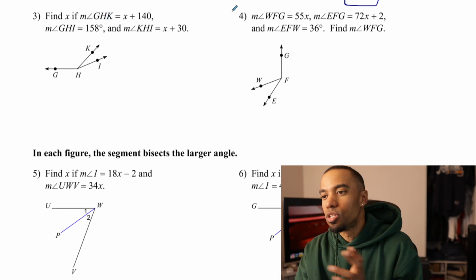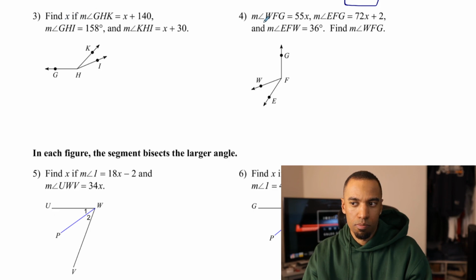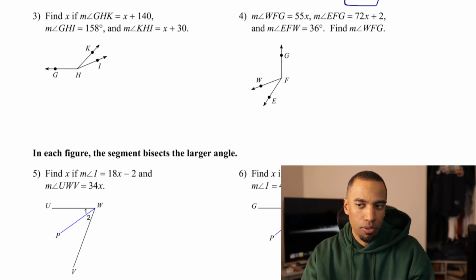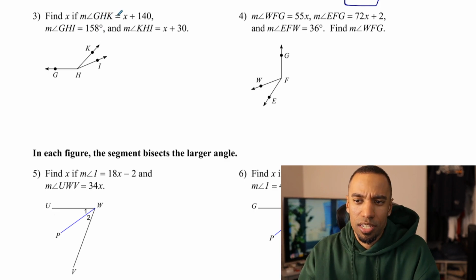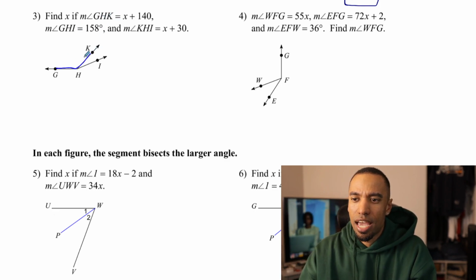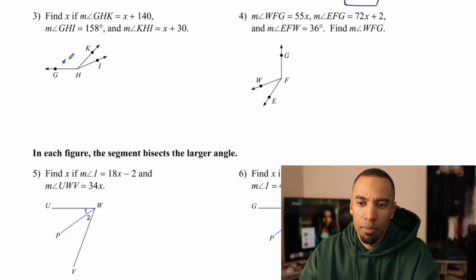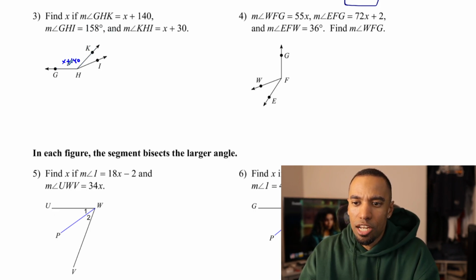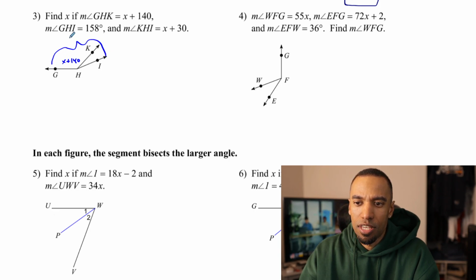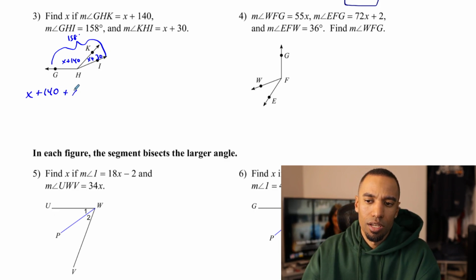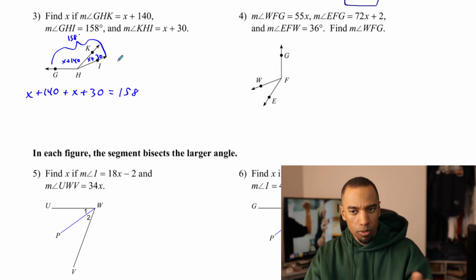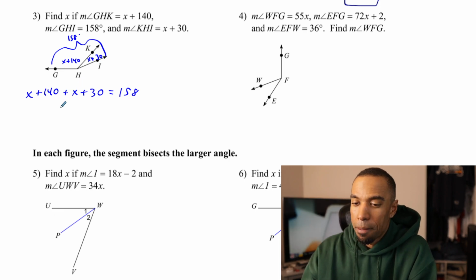All right, number 3 and 4, it's just like the last ones. Just make sure you know what you're solving for, but nothing's labeled. The drawing is there because you want to know what's in between what. The drawing's there, it's just not labeled. GHK, this guy here, is x plus 140, so I'm going to do the labeling myself. GHI, the whole thing, is 158 degrees. And this little guy, KHI, is x plus 30. So it looks like we're going to add x plus 140 with x plus 30 to get 158. Once again, it's really good to label it so you know which ones add to become the big guy.